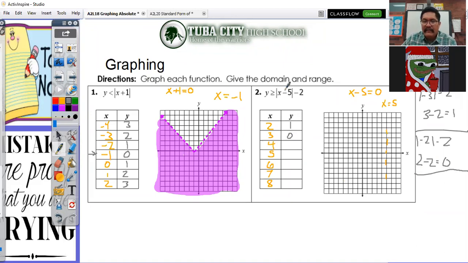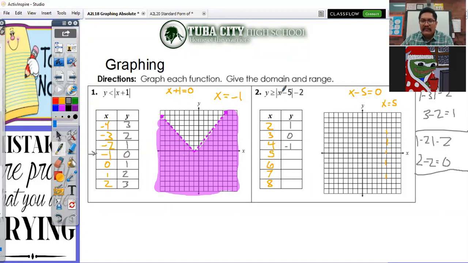4 minus 5 is negative 1. But we're going to take the absolute value of negative 1, which is positive 1. Positive 1 minus 2 is negative 1. And let's punch in 5. So 5 minus 5 is 0. And 0 doesn't have an absolute function because 0 is 0. And remember, that's exactly what the absolute value means, a number's distance from 0.